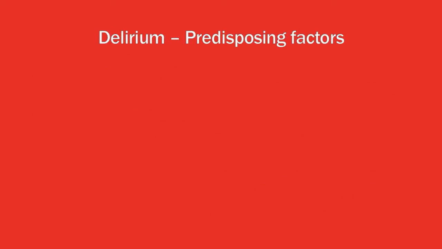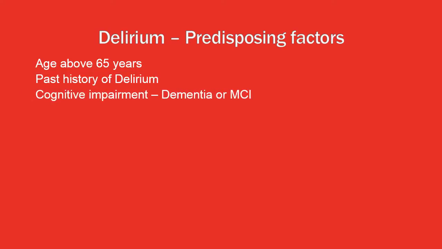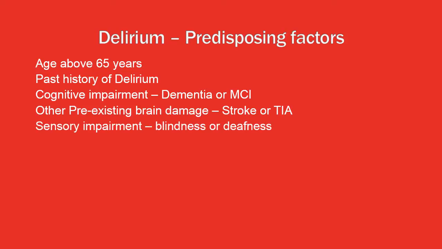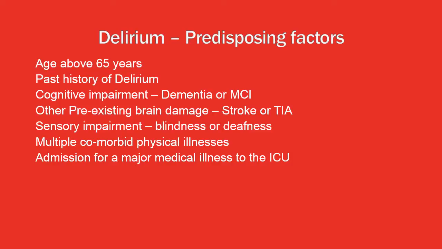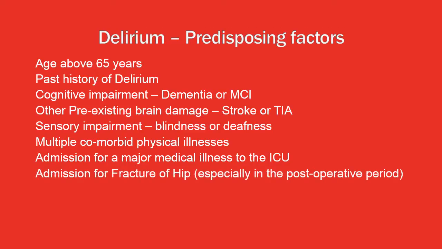So, what are the predisposing risk factors for delirium? Age above 65 years, past history of delirium, cognitive impairment such as dementia or even mild cognitive impairment, other pre-existing brain damage such as stroke or TIA, sensory impairment in the form of blindness or deafness, multiple comorbid physical illnesses, admission for a major medical illness to the ICU, admission for fracture of the hip, especially in the post-operative period, poorly controlled pain, history of alcohol abuse.